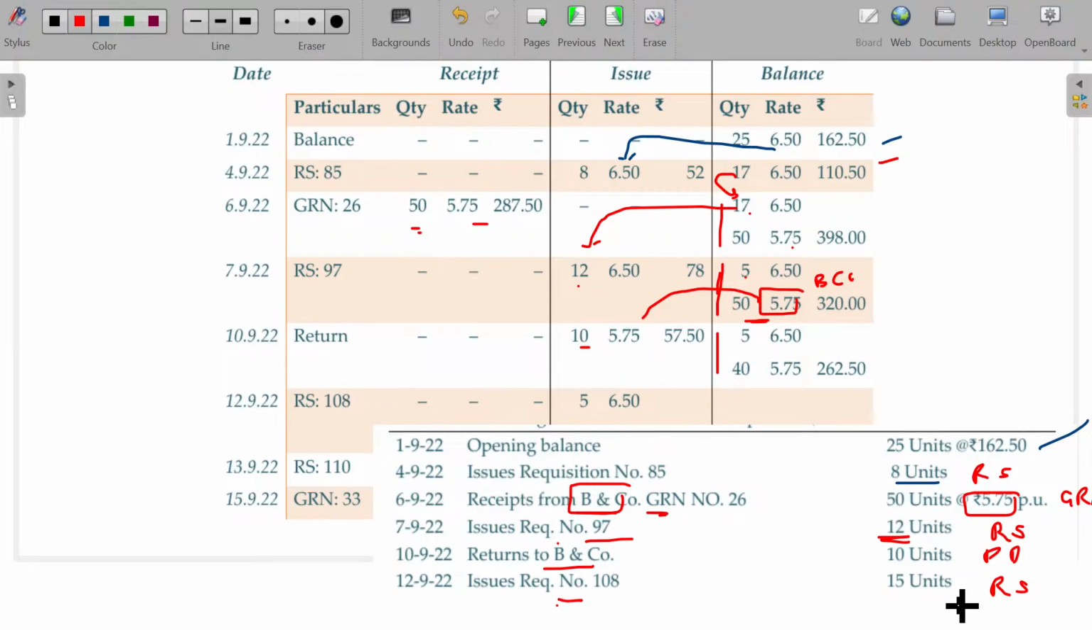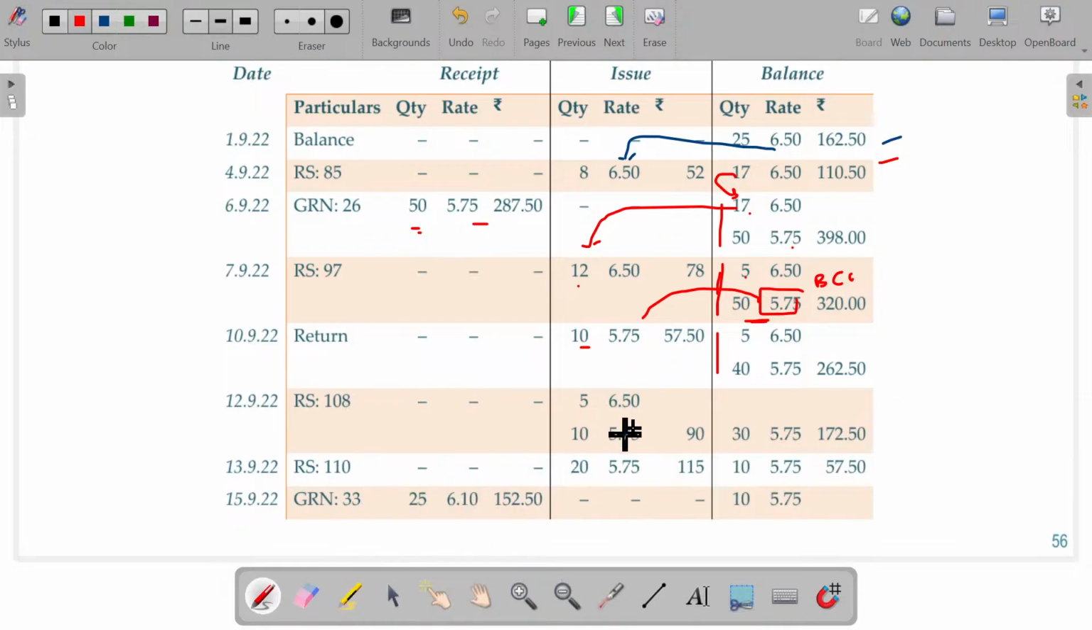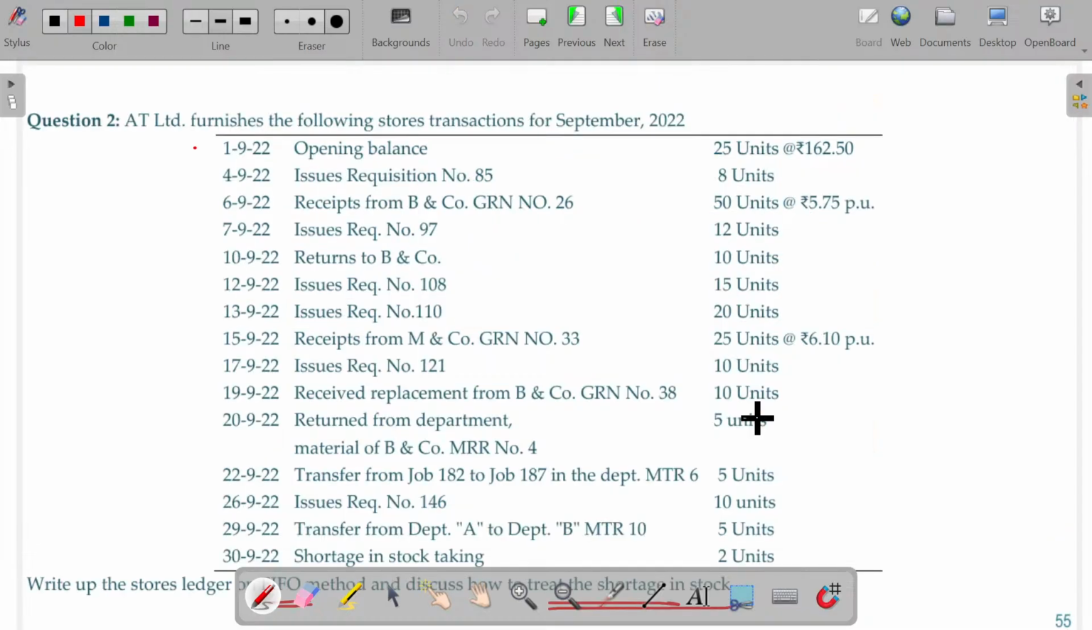And issue requisition slip, 15 units. In that 15 units, as you follow the FIFO method, what do you do? First this rate, and another 10 may be issued from here. Now this is completely over. Out of 40, 10 is over, balance is there. In such a way you can record all these things.